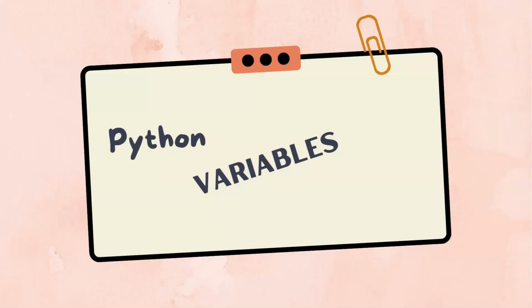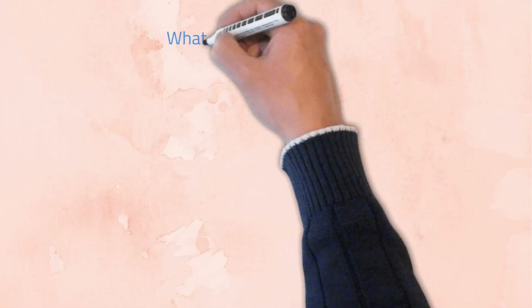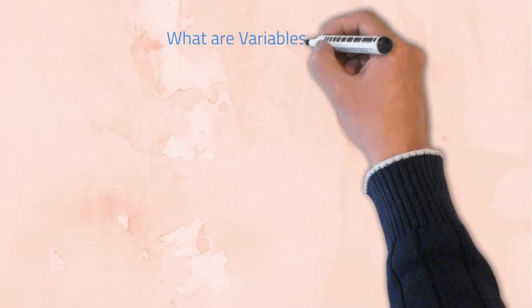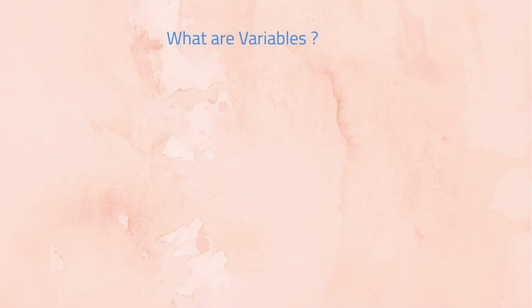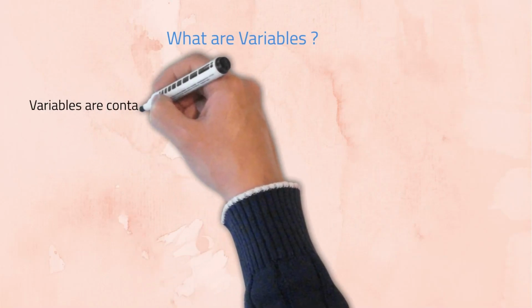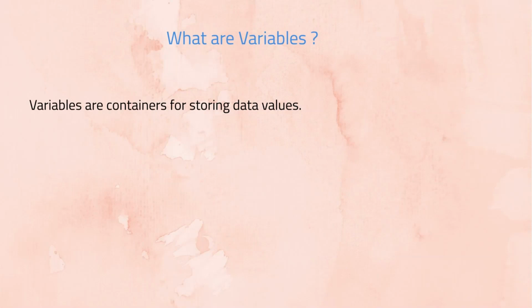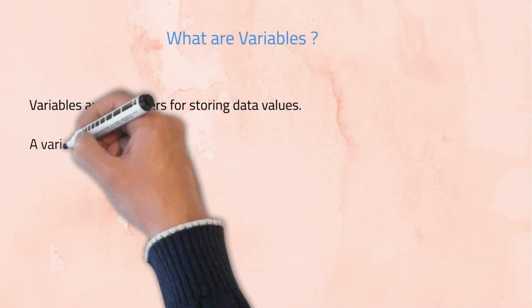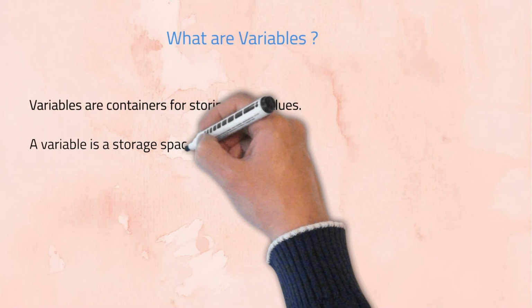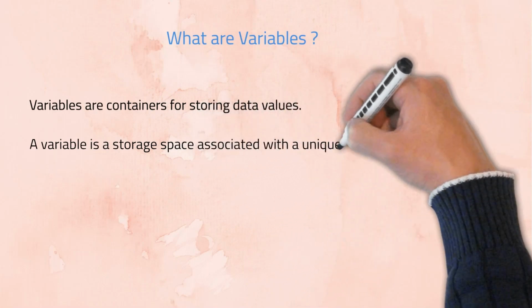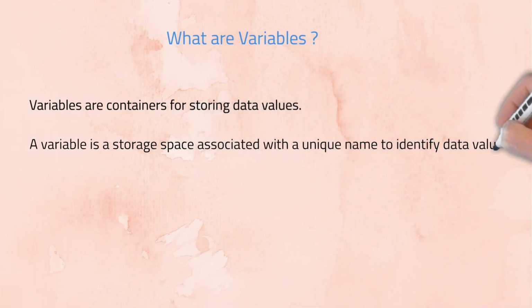In this video, we will discuss variables and their usage. Variables are like containers which are used for storing data. When we create a variable, a unique memory space is allocated to it where the values are stored.